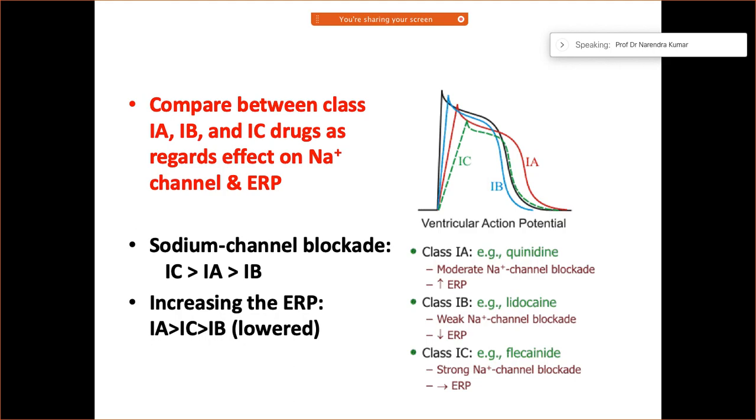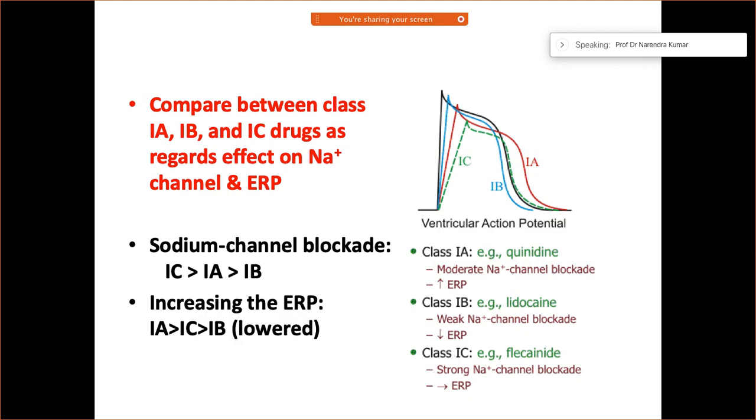So, as we can already see, for example, for the class 1A, quinidine and procainamide, they tend to moderately block the sodium channel and increase the ERP and also the action potential duration. But 1B is the one which has a weaker sodium channel blockade. So that's how they decrease the ERP and also the action potential duration. However, the 1C, like encainide, flecainide, or even propafenone as well, they have a strong sodium channel blockade, but hardly any action on the ERP or even the action potential duration.